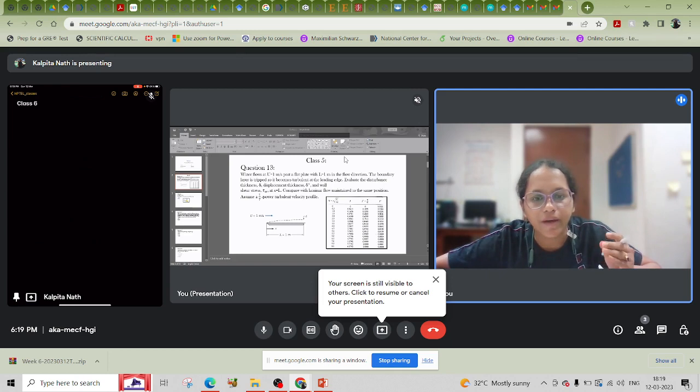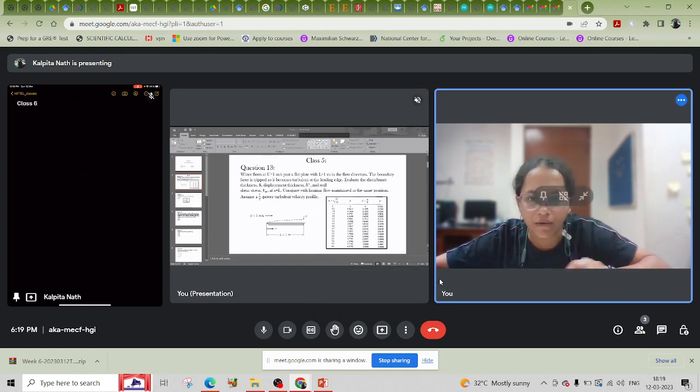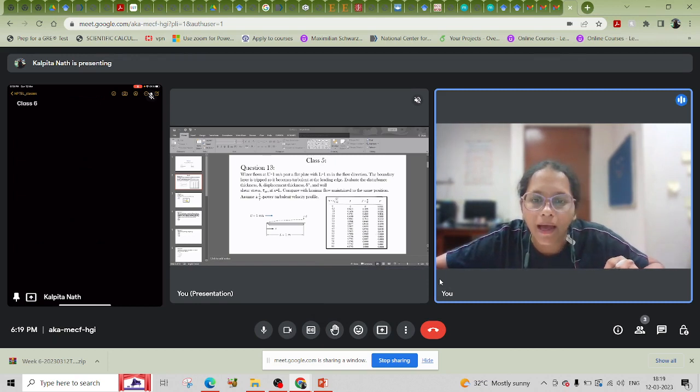So first we have to find everything, that is the displacement thickness, boundary layer thickness, and the wall shear stress, for turbulent flow, and in the same way we have to find them for laminar flow. Then we have to compare both of them, and we are asked to assume a 1/7 power turbulent velocity profile.